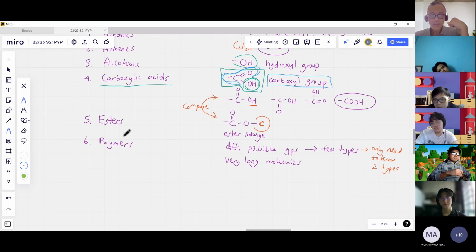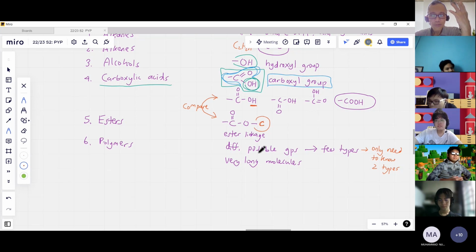Yeah, let's go back to the polymers part. So as I said, number 6 is polymers, and they do not have a fixed functional group. Depending on the type, they have different possible functional groups. Of course, in the real world, you have a few types. However, for your syllabus, you only need to know 2 types. I will not touch on them now. We'll cover them later on, just before your test. But polymers are covered in your MST.